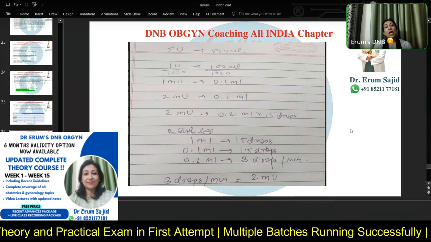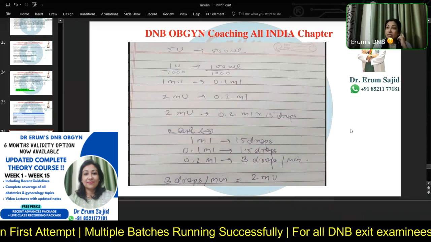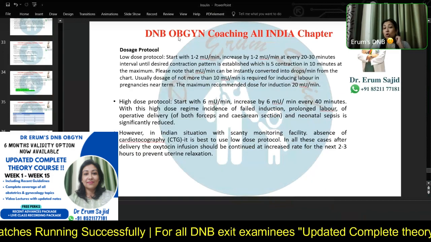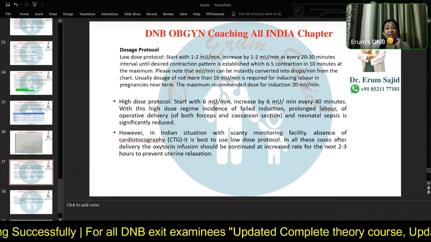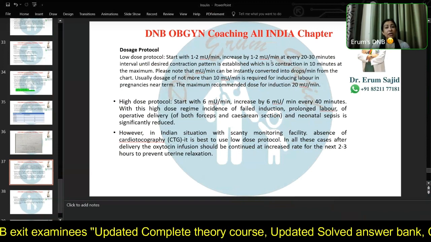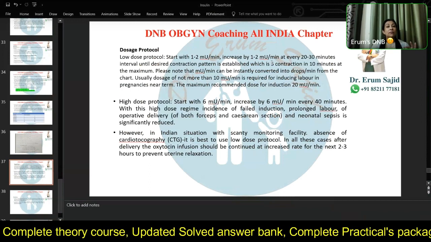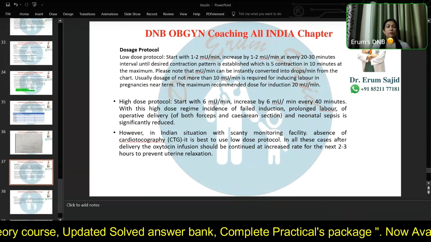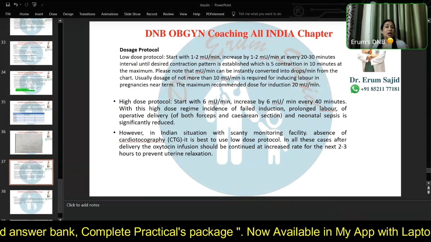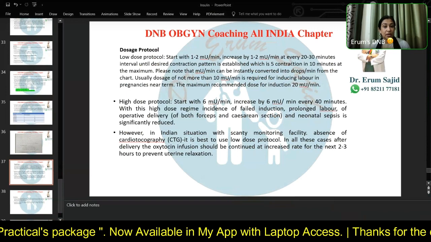And here's the calculation. See, I told you at the very outset that you have this low dose protocol and high dose protocol. I just briefly brushed up. So the low dose protocol starts with 1 to 2 milli-units of oxytocin per minute, and you increase by 1 to 2 milli-units, again milli-units per minute. Remember these units, very important, with every 20 to 30 minutes. So you see the response of the patient, and every 30 minutes you are increasing the oxytocin drip, right? And you are doing it by 2 milli-units per minute, right?